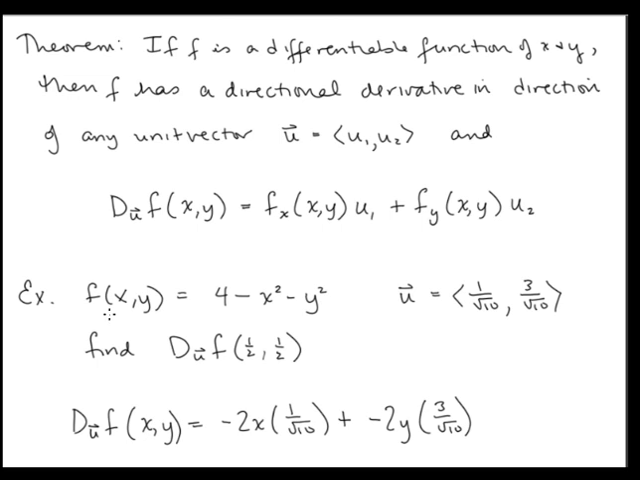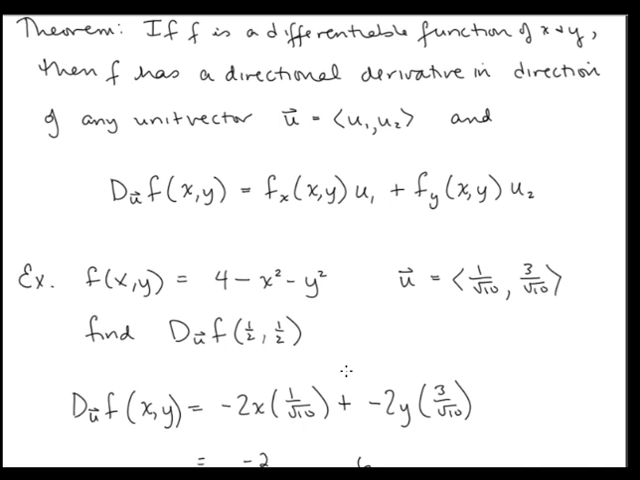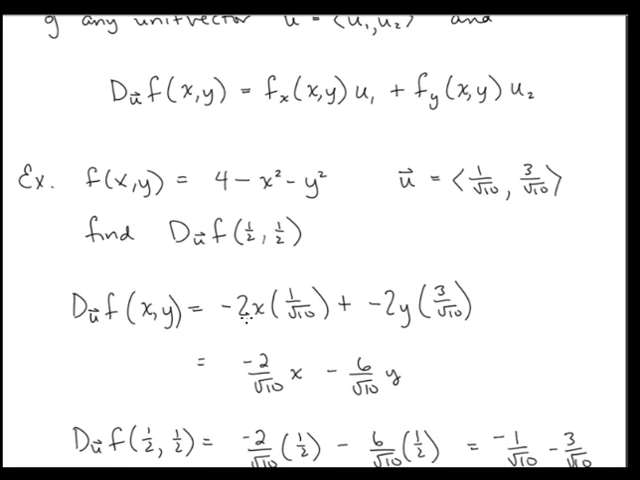For the surface f of xy is equal to 4 minus x squared minus y squared, let's find the directional derivative at the point 1/2, 1/2 in direction of u, which is 1 over radical 10, 3 over radical 10. Now notice it's important for u to be a unit vector in order for this computation to be valid. So we compute our x partial and our y partial derivatives here. That's negative 2x for the x partial, negative 2y for the y partial. We're multiplying by our components u1 and u2.